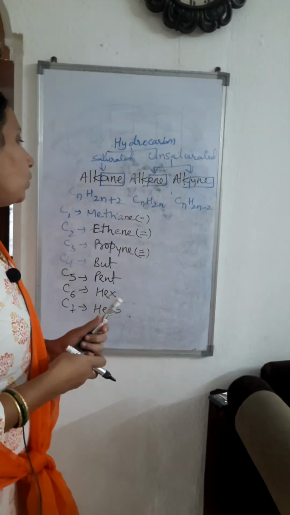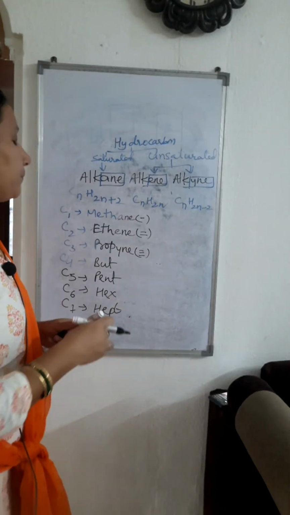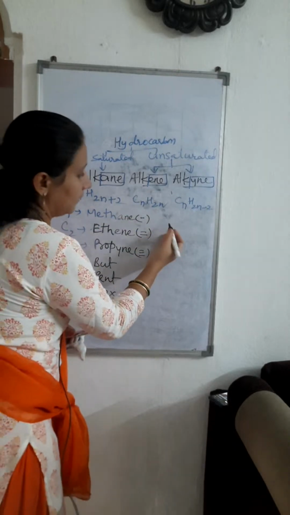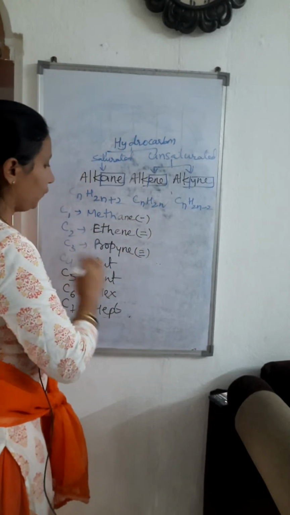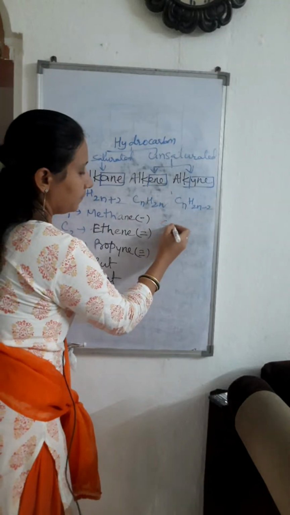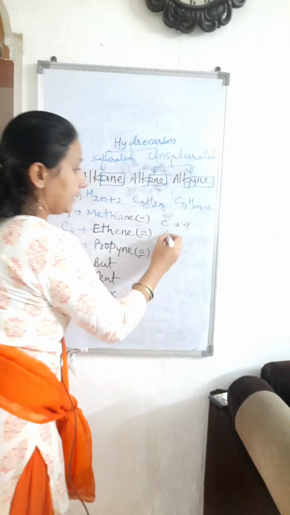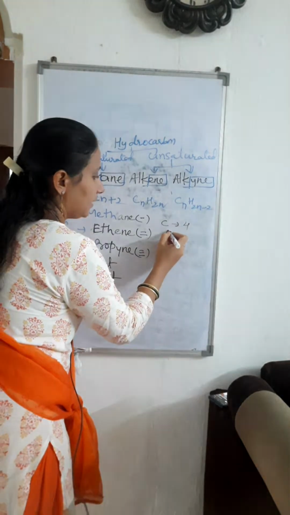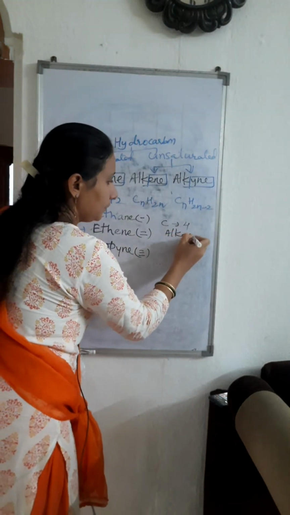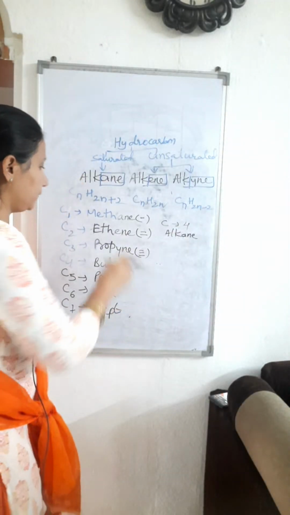So let's start with a few examples. Suppose I ask you to write the structure of a compound having 4 carbons, and that too in the ane category, that is alkane. How are you going to write it?